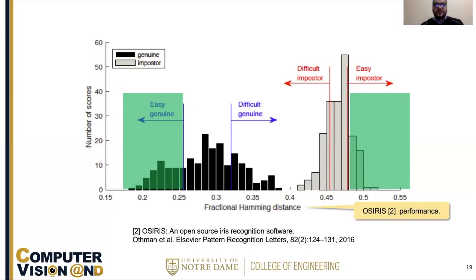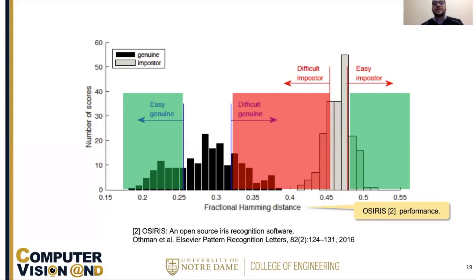And then as opposed to easy cases, you have the hard cases that might happen in the middle, where, in this case, as you're seeing here, for the genuine distribution, genuine pairs, those are the pairs of images that, yes, they represent the same eye, they came from the same eye, but because of some limitations of Osiris or because they are hard cases, the Hamming distance is larger than expected. And conversely, you have the same for the impostor pairs, pairs of images that represent different irises, the Hamming distances are not as large as expected. So these are the hard cases.